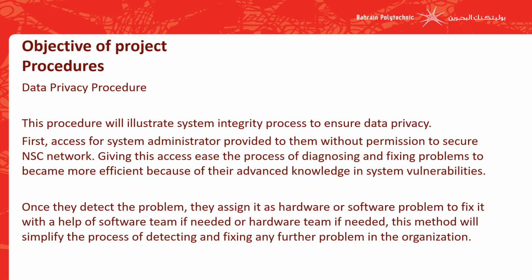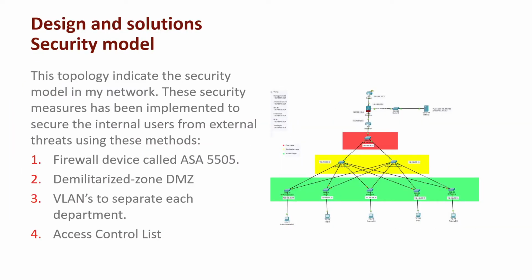The procedure that I'm going to discuss is the data privacy procedure. The procedure will show the system integrity process to protect data privacy. First, access for the system administrator is provided without permission from high-level management because they have enough advanced knowledge to fix and debug company problems, and giving access to them will ease the process of diagnosing and fixing problems, making it faster and more effective. And once they detect the problem, they assign it to a hardware and/or software problem to deal with it in the right way.